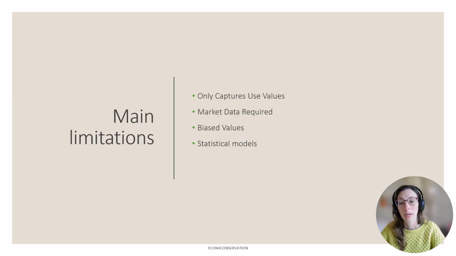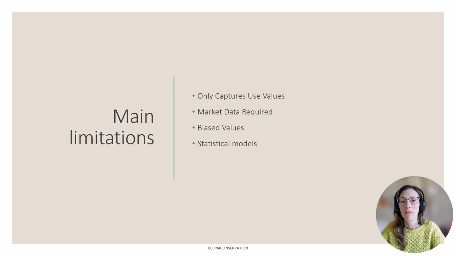Okay, so regarding the main limitations, revealed preference approaches only capture use values. They cannot estimate non-use values such as the value of biodiversity for future generations. Market data is required: these methods rely on observable market behavior, which may not exist for all ecosystem services. We also have biased values.